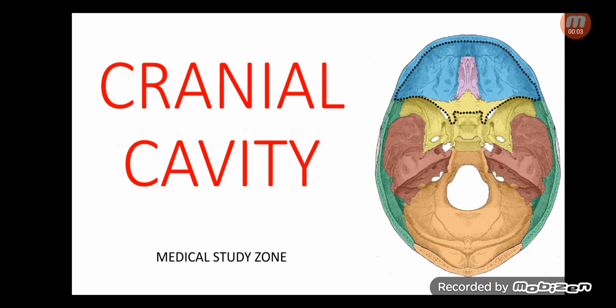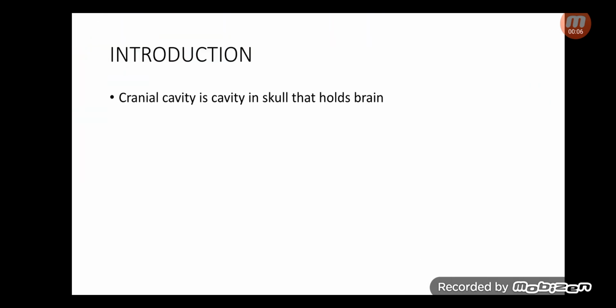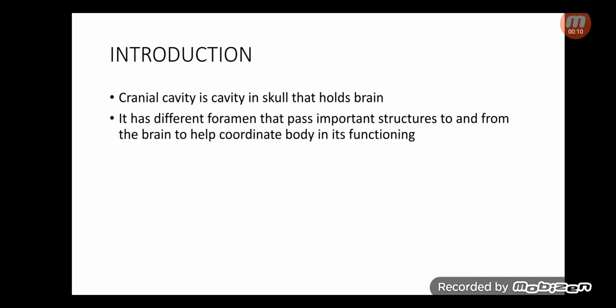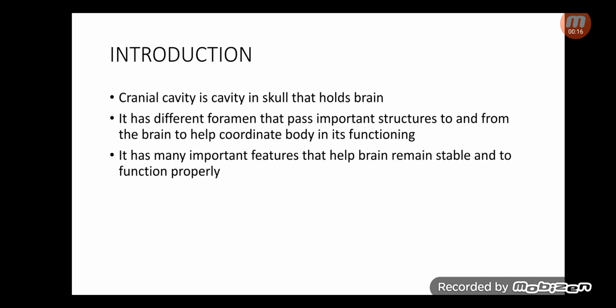Today we are going to talk about the cranial cavity. The cranial cavity is the cavity in the skull that holds the brain. It has different foramina that pass important structures to and from the brain to help coordinate the body in its functioning. It is a very important feature that helps the brain remain stable and function properly.